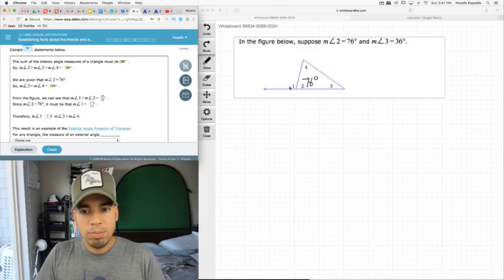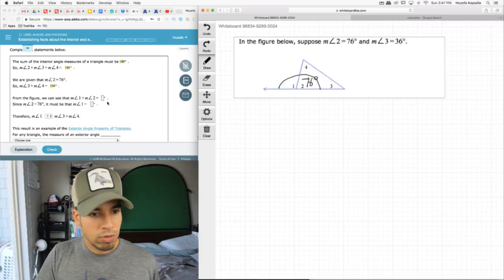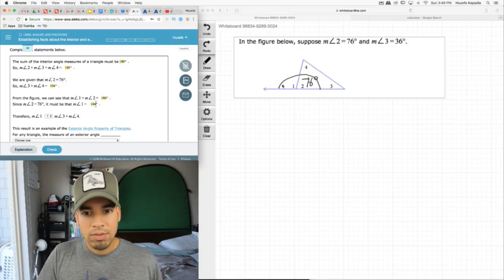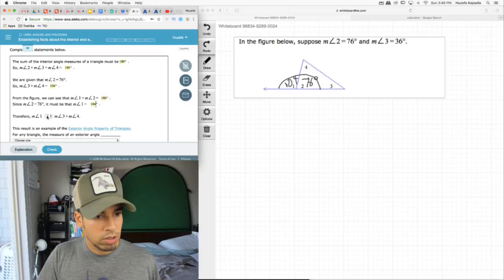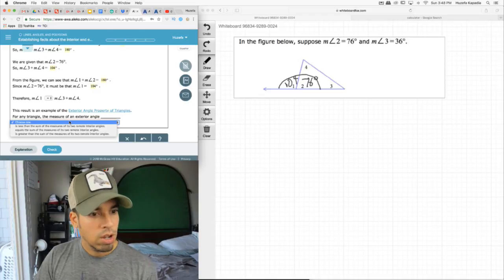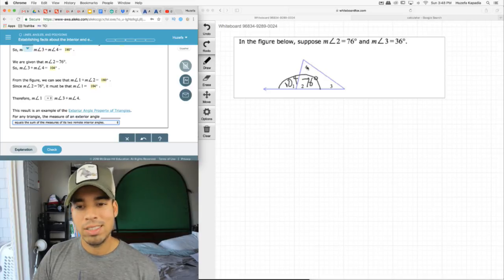And now I can see that angle 1 plus angle 2, what must that equal? Well, these are along a straight line. A straight line is 180 degrees, therefore angle 1 plus angle 2 must equal 180. Since this is 76, this must also equal 104. And this is showing us a really interesting rule. Therefore, angle 1 equals angle 3 plus angle 4, right? Because if this angle over here is 104 and I know these two are 104, well, they equal each other. And this is called the exterior angle property of triangles. The measure of any exterior angle equals the sum of the measures of the two remote interior angles, in this case 3 and 4.